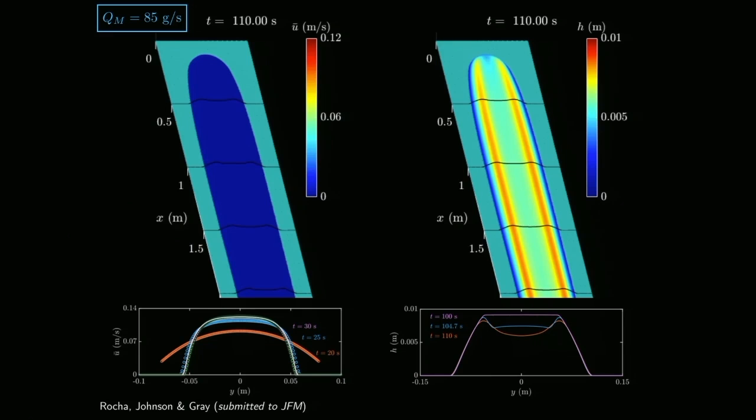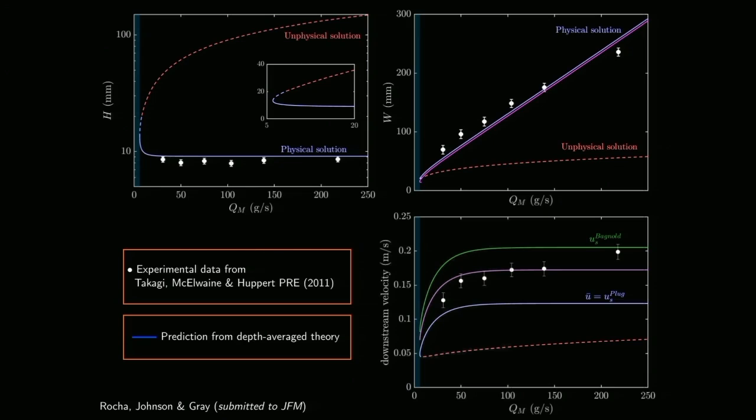Let's now compare with the previous experiment. The lines are the theoretical prediction from the exact solutions, and the data points are taken from Takagi, McEwen, and Huppert, who did the experiment with sand. The thickness is insensitive to mass flux, as observed in the experiment. The width of these flows increases linearly with the mass flux, and the downstream center velocity increases initially and then saturates. So what we learn from this is that increasing the mass flux is more effective in making the channel wider than in making it faster.